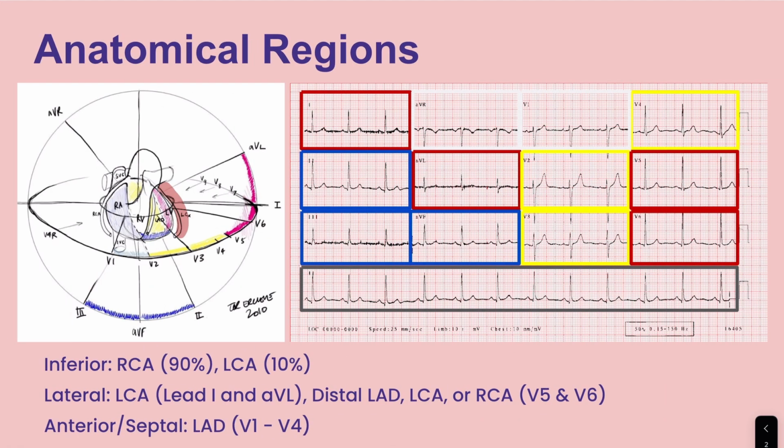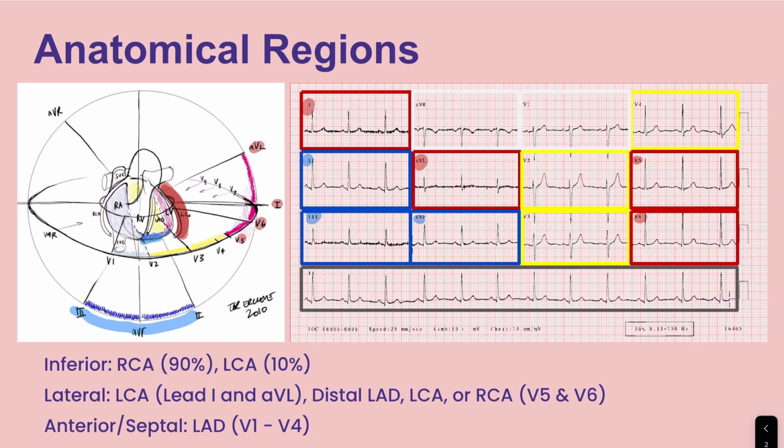Let's get started. A little bit of a review from last time. Just wanted to go over the anatomical regions again. We've got lead 1, AVL, V5, and V6. These are our lateral leads, and we're looking at that lateral side of the heart. If we look at lead 2, lead 3, and AVF, these are our inferior leads, and we're going to look at this inferior portion of the heart.